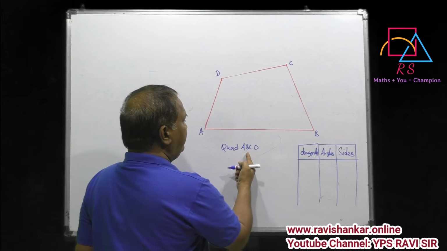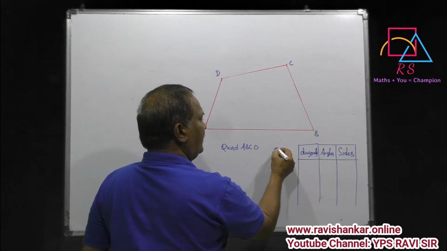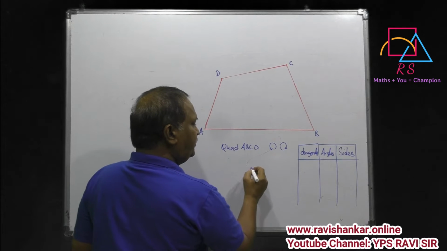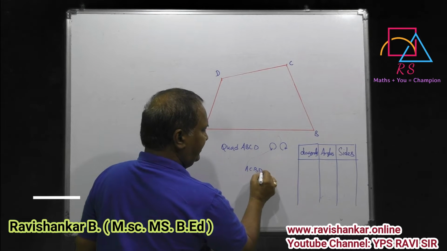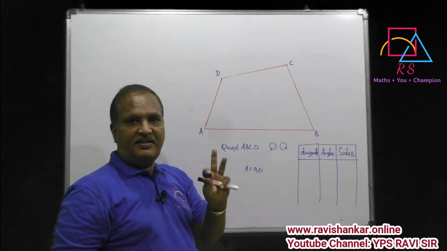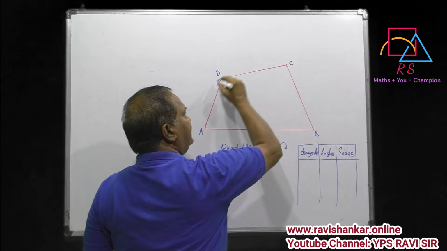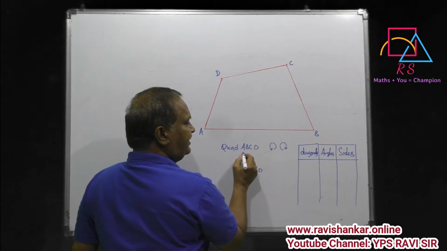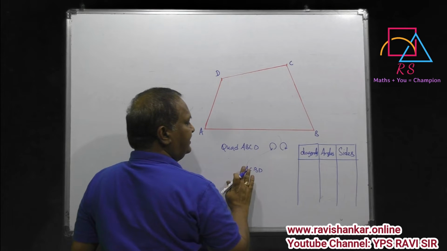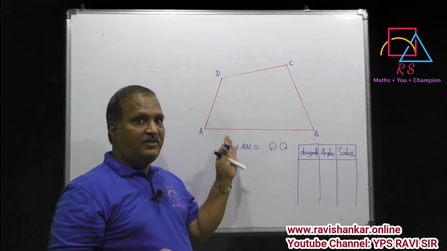So this ABCD should always be A, B, C, D. That means clockwise or anti-clockwise. So you cannot write A, C, B, D. This is wrong notation, because A, C, B, D is not correct. You have to write these letters continuously like this or like this. Now I have written A, B, C, D. This is anti-clockwise. This is how you have to denote a quadrilateral. This is the notation of a quadrilateral.